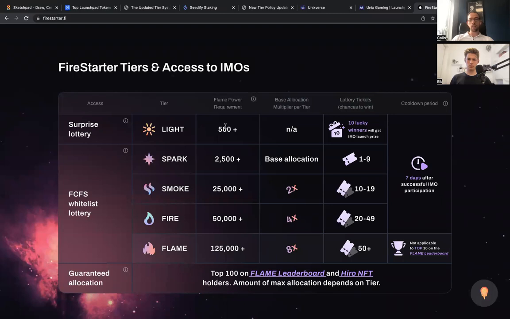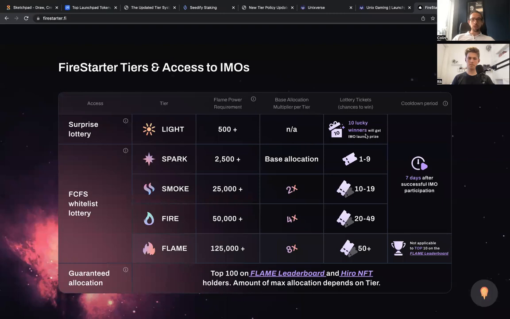So on this launchpad you have different types of tiers, and you also have hydrazine. We'll go into that in a second. You get power points that you can spend. It's quite difficult. What this launchpad did was take 5 of these different systems and combine them into one, and that's why this is so messy. So you have your tier here, and you have flame power. Base allocation multiplier per tier: not applicable, then 2 times, 4 times, 8 times. So these are your pool weights.